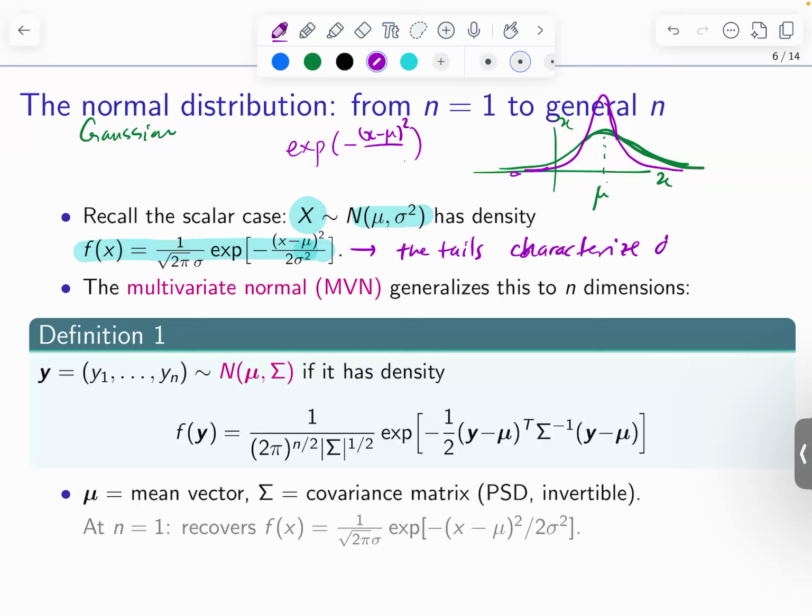The fast decay, what the tails characterize, distinguishes this distribution from the competitors. And then you can see how the parameters appear. The mu actually ends up being the mean, the expectation, and the sigma squared happens to be the variance.